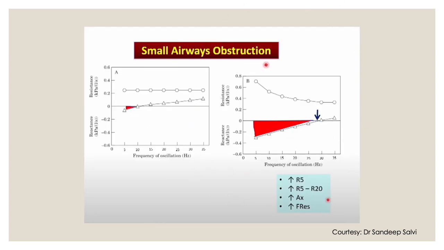Coming to pure small airways obstruction, this example is courtesy of Dr. Sandeep Salvi's presentation, and here you see another change. This patient's R5 is increased, R5 minus 20 is increased, the AX is shifted to the right, the resonant frequency is shifted to the right, and the AX is more negative. So all of these are happening together in a patient with small airway obstruction.